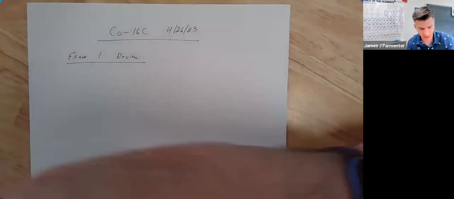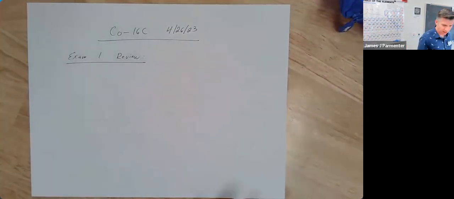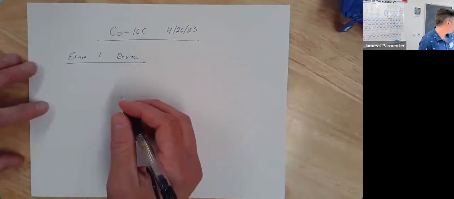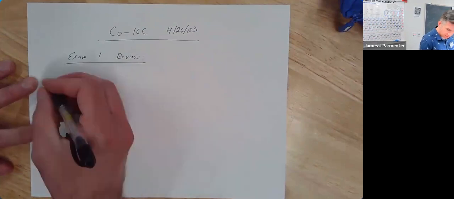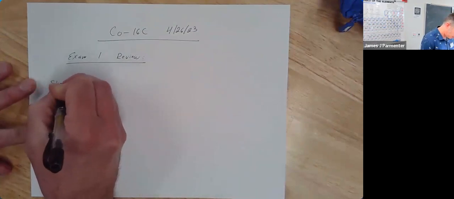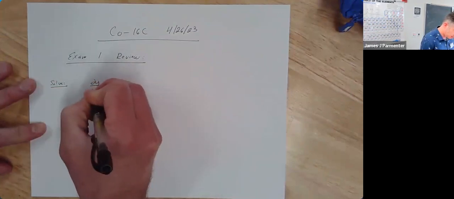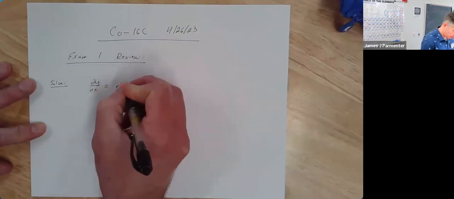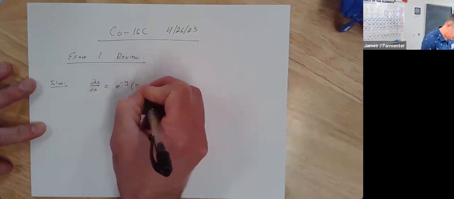Okay, so let's do some review. Let's look at some differential equations. I'll try and talk up the things I think might be more likely to show up. Let's say we want to solve the following differential equation. Solve dy/dx equal to e to the negative y times 5x to the 4th plus 5.